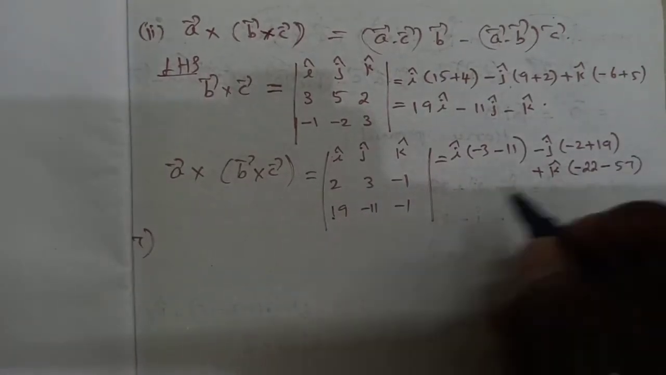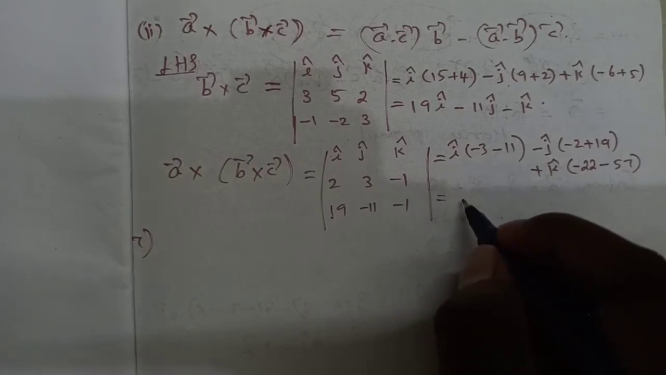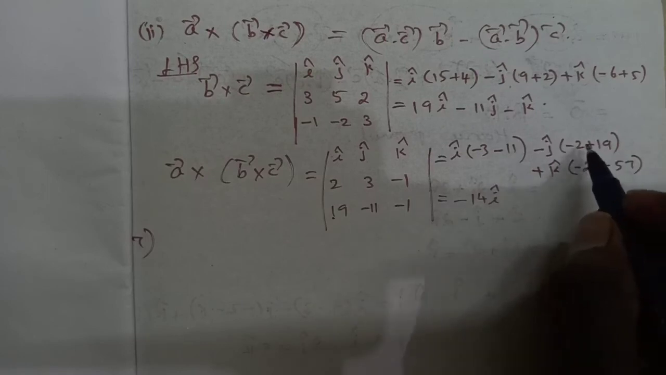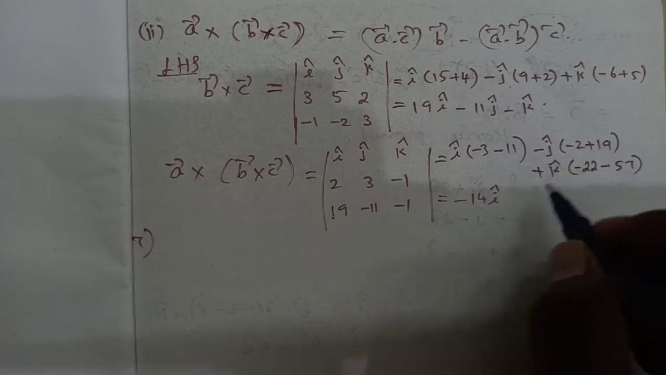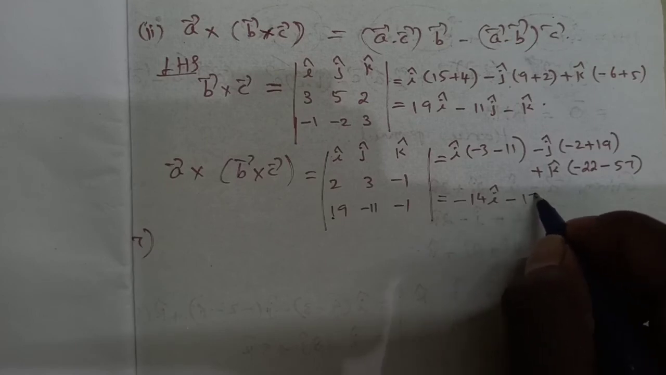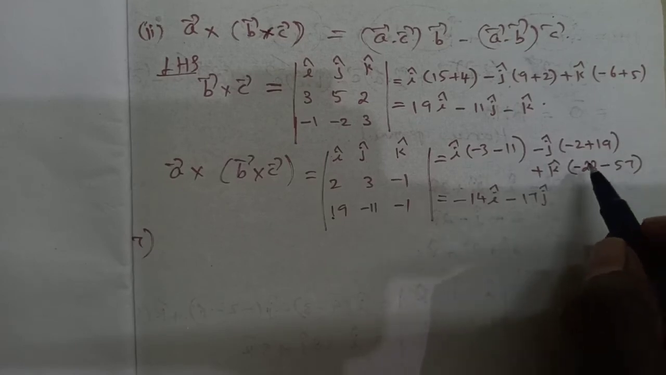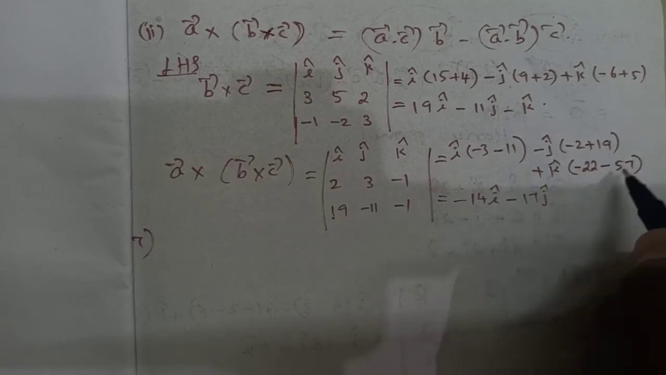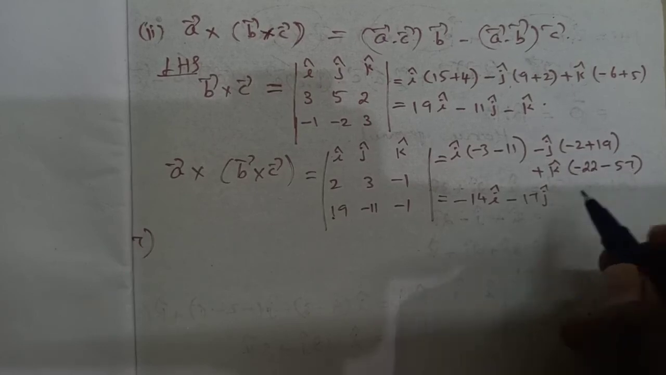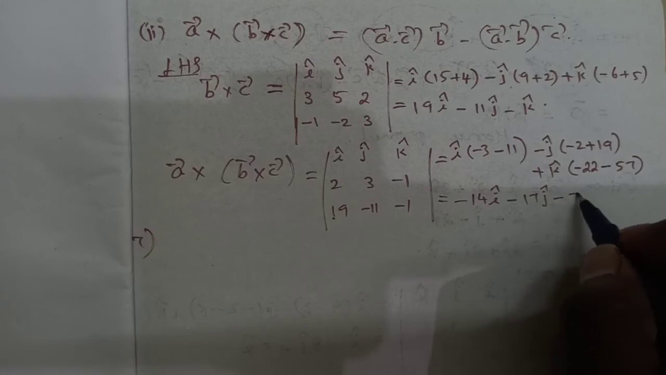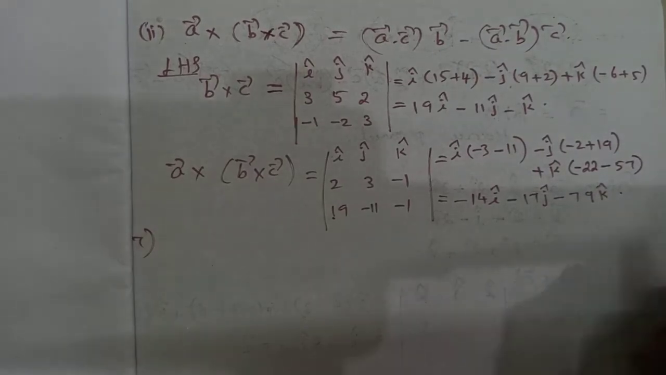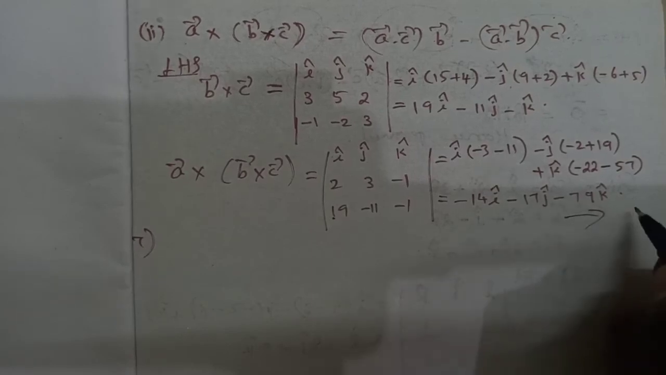Now let us add. So minus 14 i cap. This is 19, subtract 2 gives 17, so plus 17, but there is a minus in front, so minus 17 j cap. Here add them, both are negative, so 79, so minus 79 k cap. This is the LHS. Let me take this as equation 1.